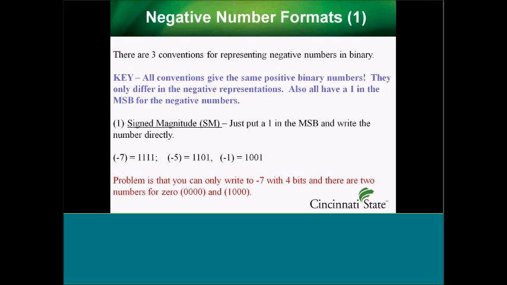Now, I go through and talk about sign magnitude, the various techniques. One, you just put a 1 in the most significant bit, and you just write the number directly. I say that this is the very simplest way you would do this. I say there's a problem: you can only write to -7 with 4 bits, and you end up with a positive and -0. No computer system likes a positive and -0. That's just not going to happen. Plus, from an engineering design standpoint, that's wasteful. So you should be able to fix that somehow.